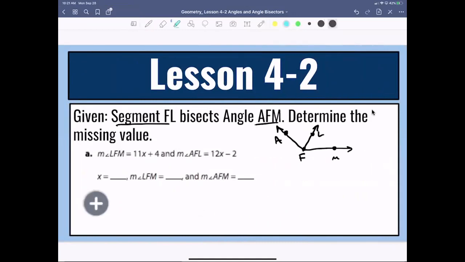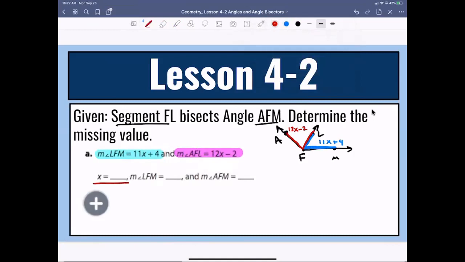All right, now let's see what the question is saying. Measurement of LFM is equal to 11x plus 4. All right, so LFM is going to be equal to 11x plus 4. The next thing it says is, let's see. It says AFL is going to be 12x minus 2. Right here, it's saying 12x minus 2. Now it's telling us to find x.